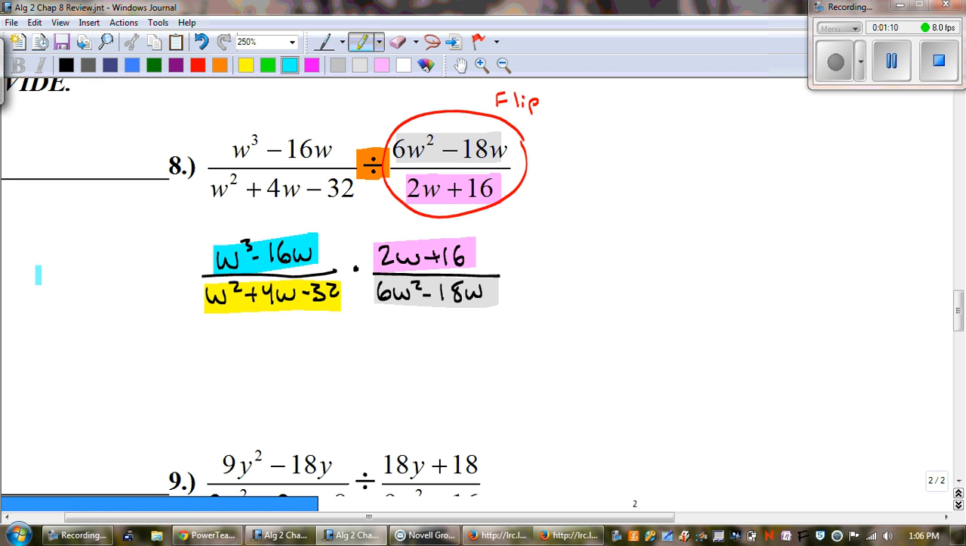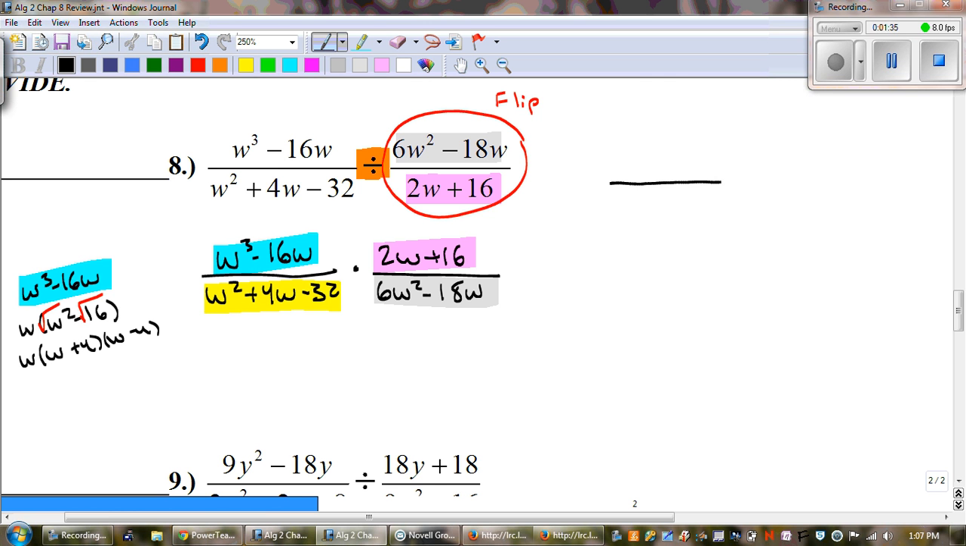I'm going to start with the blue, and we're going to go off to the side over here. We have w cubed minus 16w. The first thing is to take out a GCF, which is the w, and then we're left with w squared minus 16. I don't know if you know this, guys, but that's the difference of two squares. So we're left with w plus 4, w minus 4. So I'm going to go up here. We've got w plus 4, w minus 4. All right, and I'm going to go straight down to the yellow.